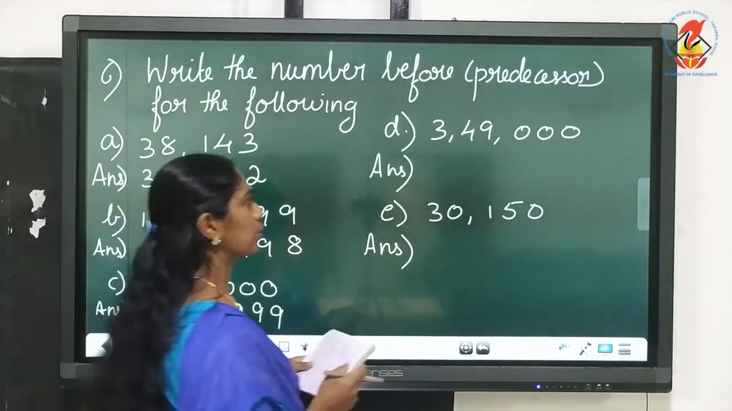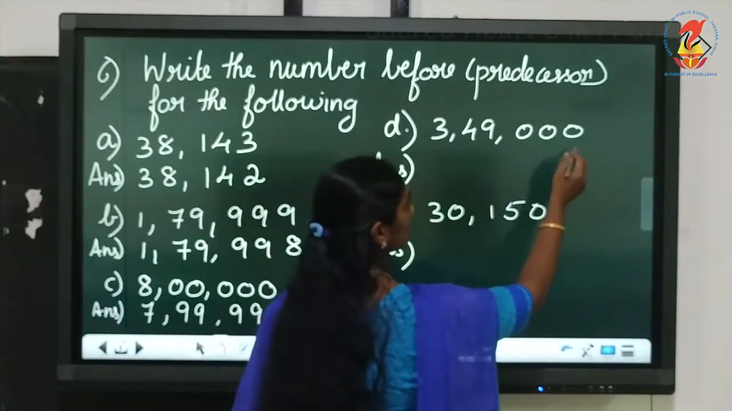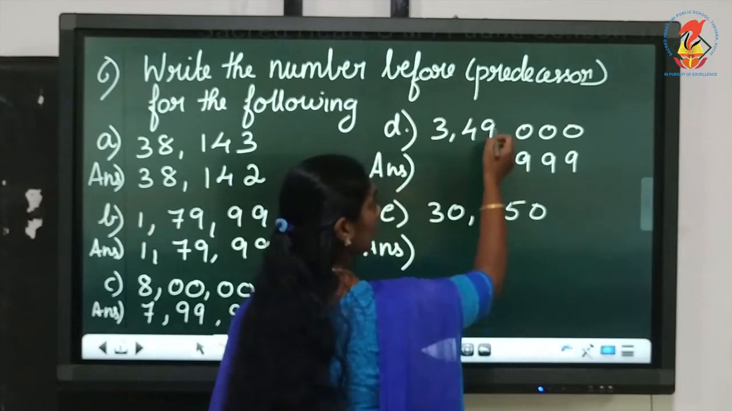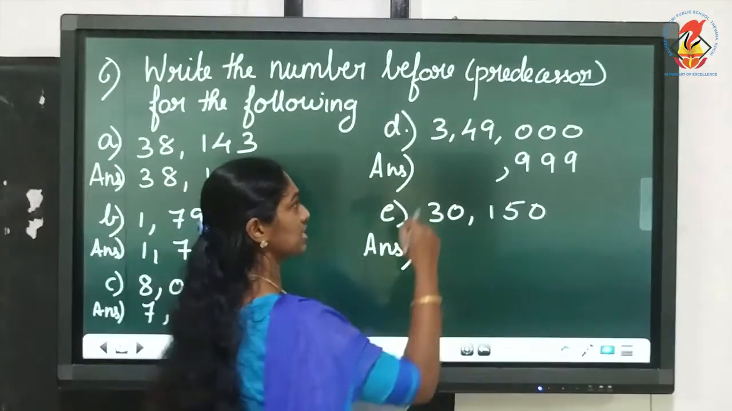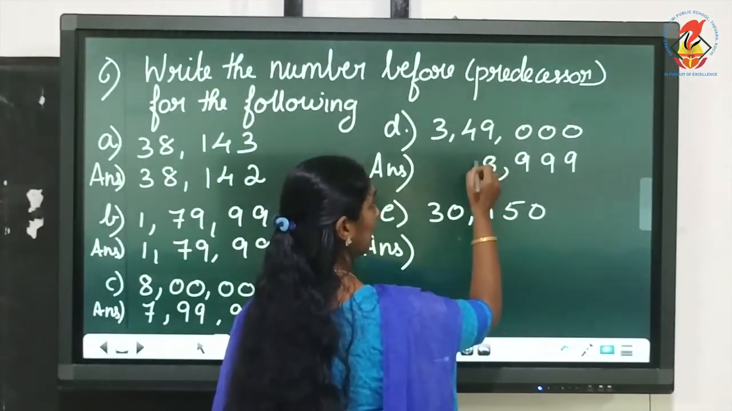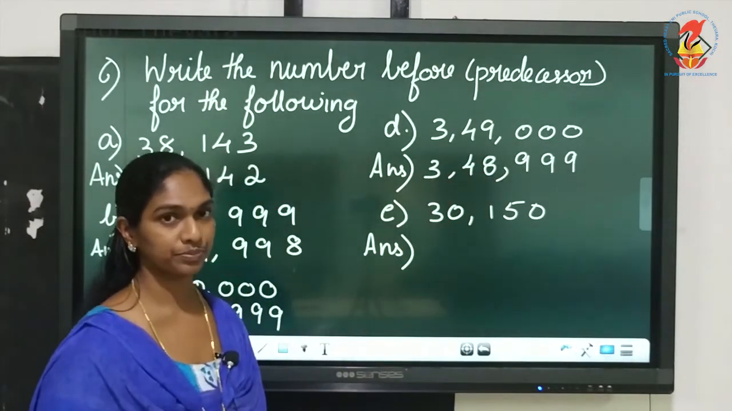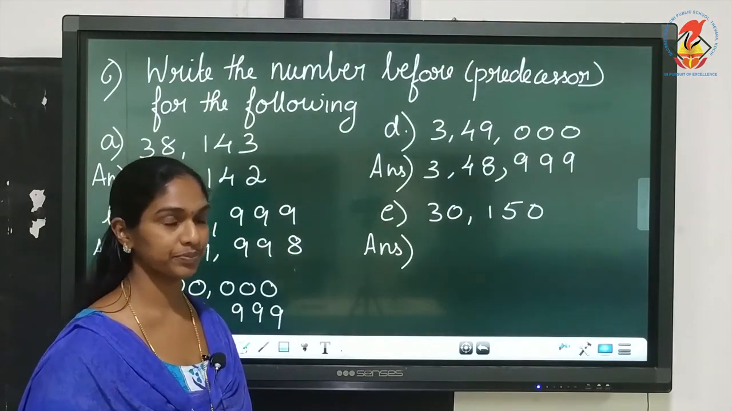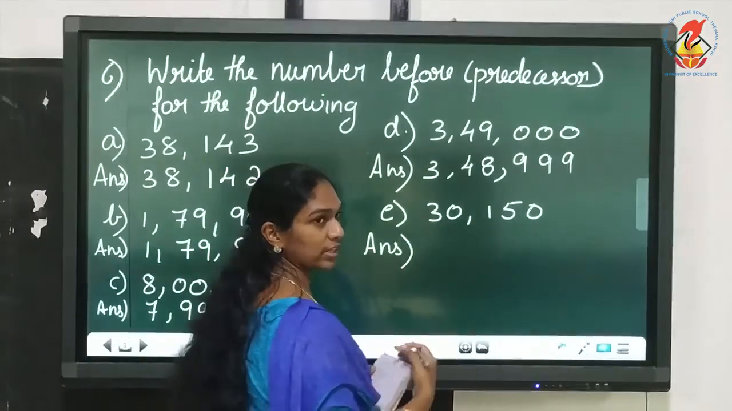Yes, as I told you, all the zeros at the end will become 9. So this becomes 9, 9, 9 and the number before 0 should be made 1 less. The number before 0 was 9. So 1 less than 9 is 8. This becomes 4 and here it becomes 3. So 3,48,999. Clear children?